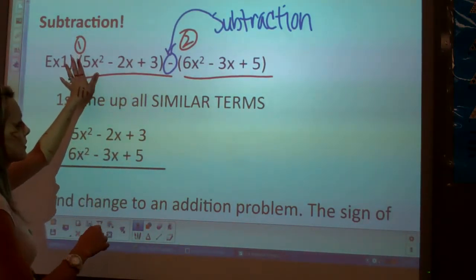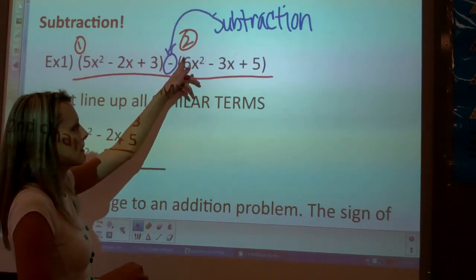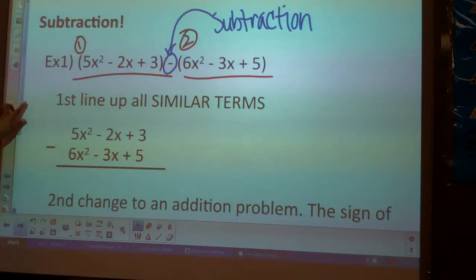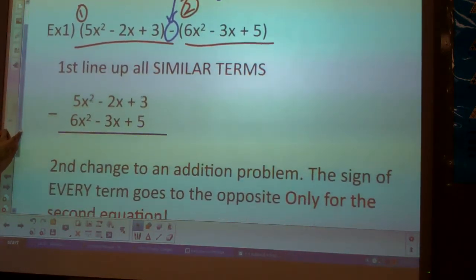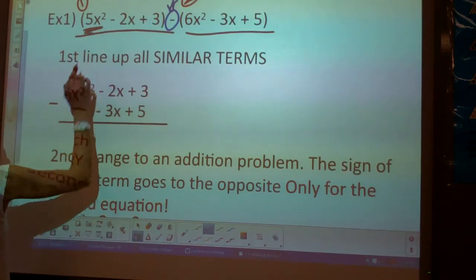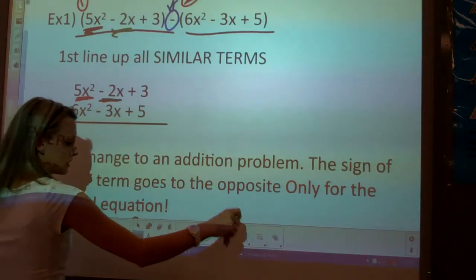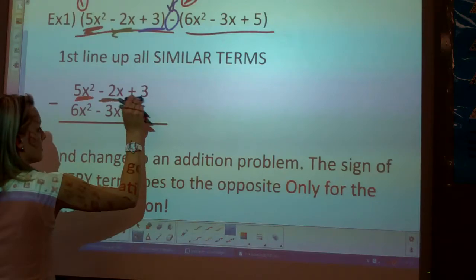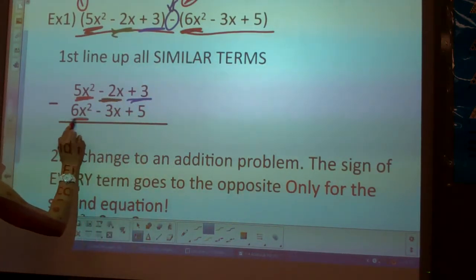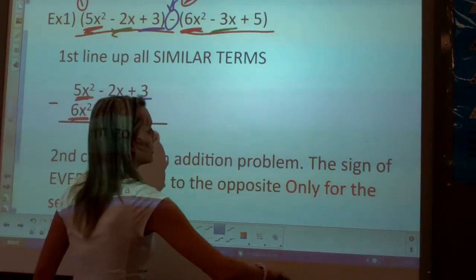You notice where this first polynomial ends and begins with these parentheses, minus, and then this polynomial begins with this set of parentheses. So first, just like with addition, you need to line up all of your similar terms. So you put your 5x squared minus 2x and your plus 3. And you line that up with your 6x squared minus 3x and plus 5.